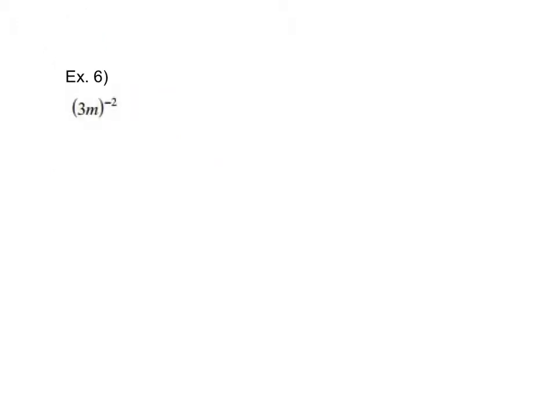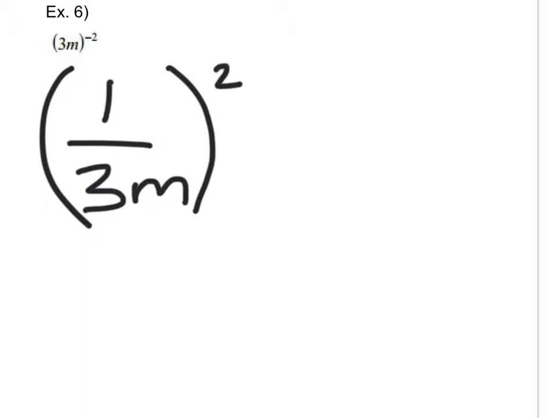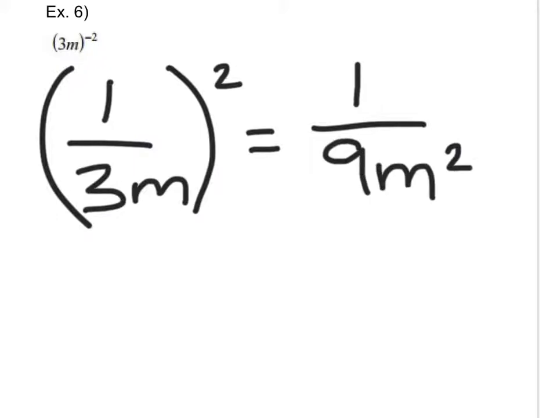And final one, again an easy one. 3m to the minus 2. Because 3m is in the parentheses, it means that the minus 2 is acting on both. So it becomes 1 over 3m squared. Okay, 1 over, and if you square 3m, you get 9m squared.